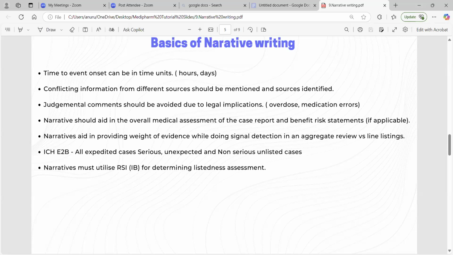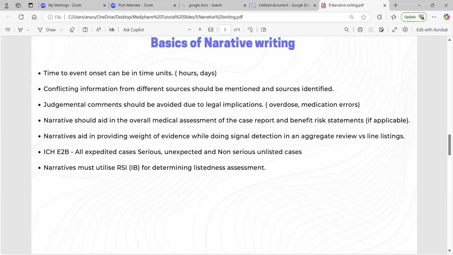Sometimes you can have two different dates given for the same event. What will you do in such scenarios? We need to query the site or the reporter, and we also have to mention this in the narrative. For example, in the event section of the adverse event reporting form, it is mentioned that on March 2nd, 2025, the patient had an event of headache, and in the narrative of the reporting form, it is mentioned that on March 3rd, the patient had a headache. So now you have two dates for the headache.